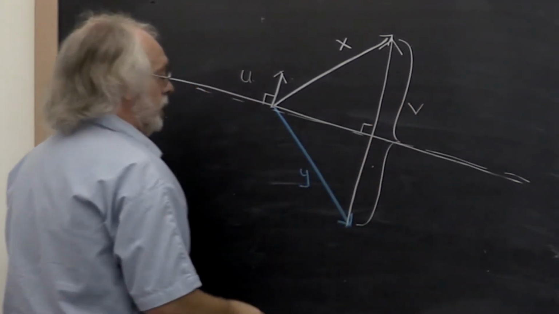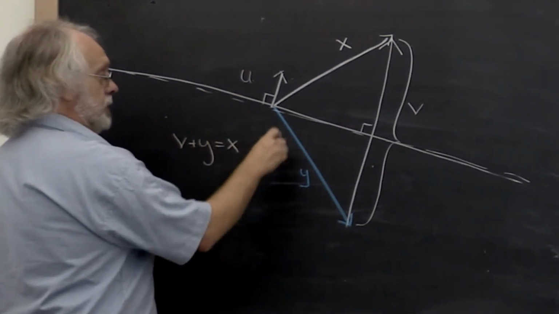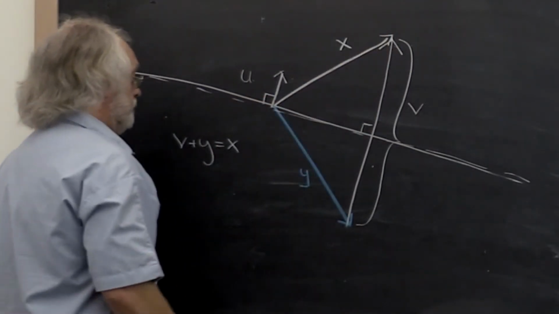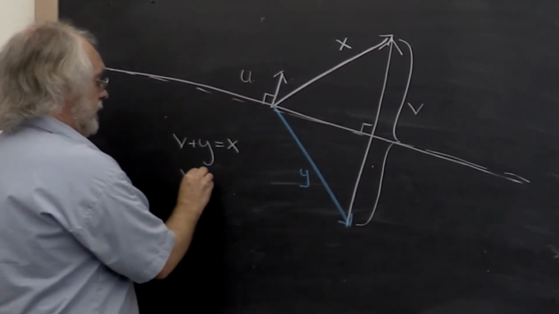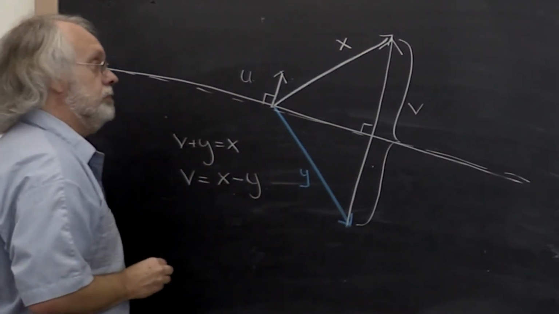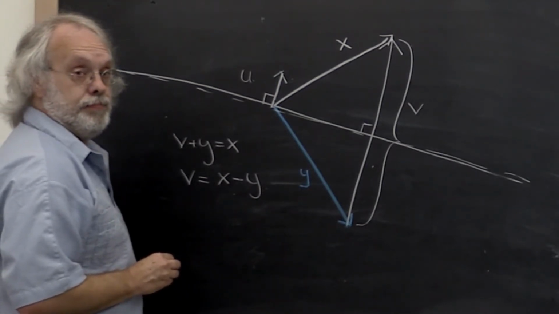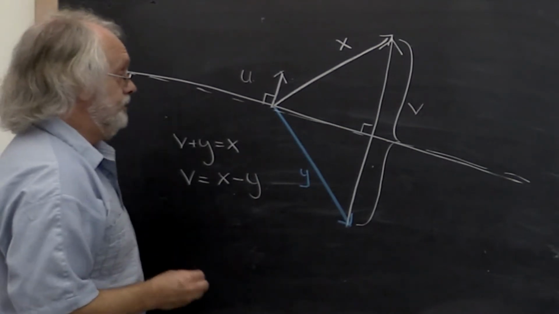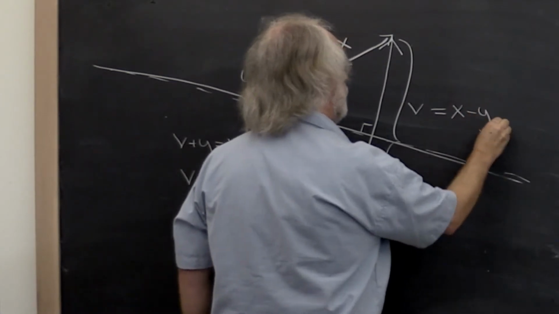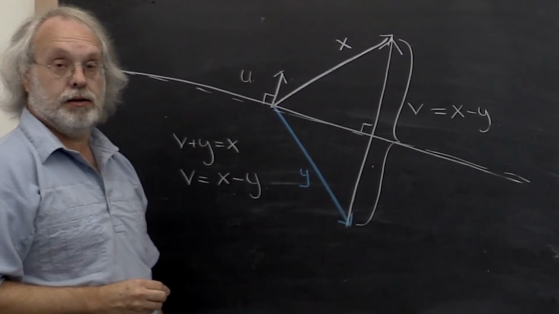And what do we know? We know that v plus y gives us x, because the net effect of going here first and then going there is the vector x. And therefore we can see that v is just equal to the vector x minus the vector y. Alright? So v is equal to x minus y.